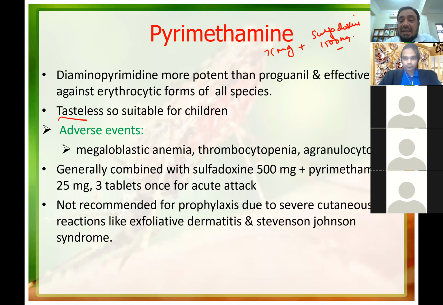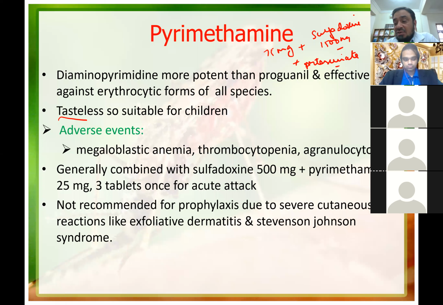This sulfadoxine pyrimethamine is combined with artesunate in artemisinin based combination therapy, and this is used as the first line anti-malarial drug for uncomplicated falciparum malaria under the national malaria program, that is National Vector-Borne Diseases Control Program. The first line drug which we use for uncomplicated falciparum malaria is artesunate and a single dose of sulfadoxine and pyrimethamine.